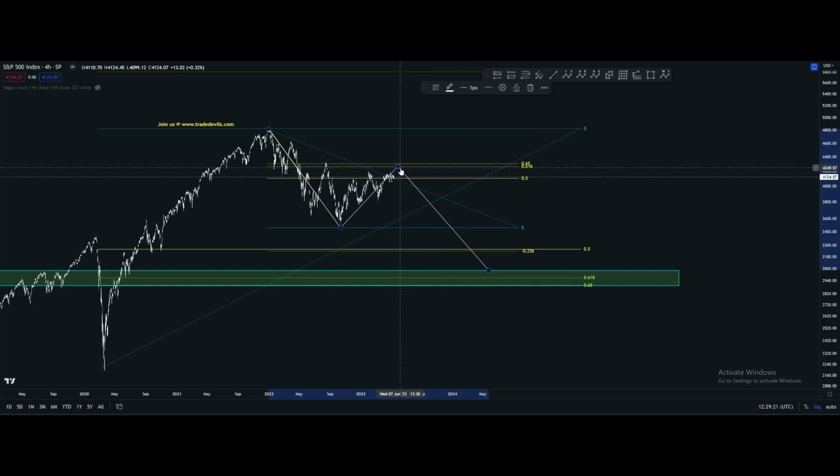I cannot confirm that this is ever going to happen, simply because whenever you have a structure that overlaps, you cannot really be sure what's going to happen after. If it was a proper impulse, then I would be more certain into something like this, right? But I don't have that for the moment.